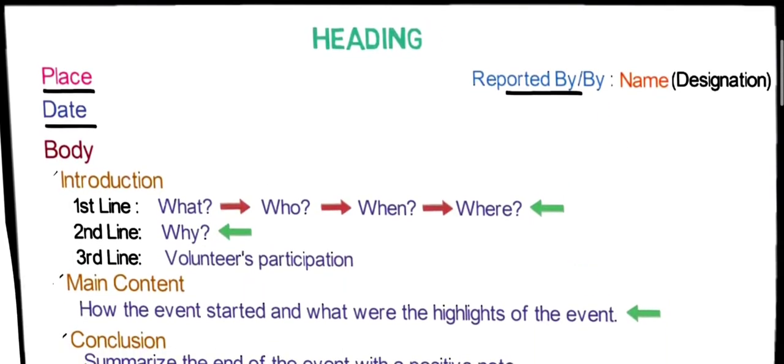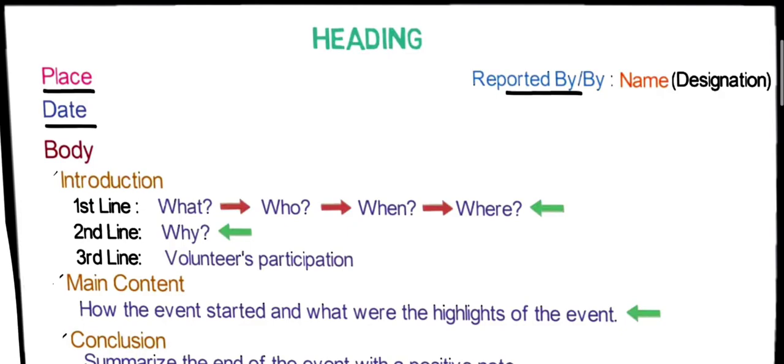And this is the structure of report writing. Firstly, we mention the heading in capital letters, then the place on the left side, and on the right side, reported by your name and your designation. Now come to the next: mention the date and then write the body of the report. And what are the topics to write in the body?